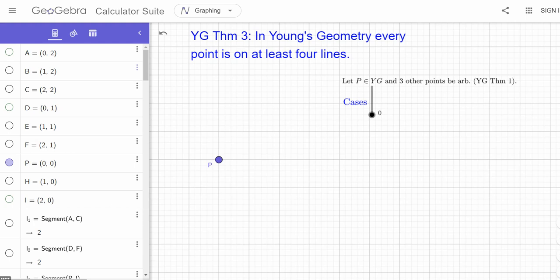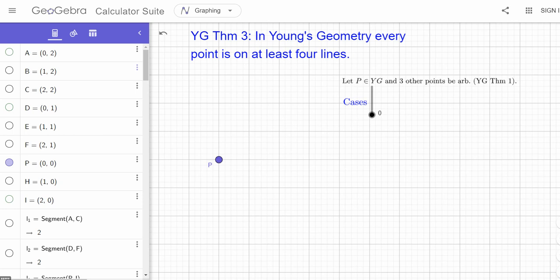We have another theorem in Young's geometry. This one says that in Young's geometry, every point is on at least 4 lines. Now, we're working our way up to prove that every point is on exactly 4 lines. The way we're going to do that is we're first going to do at least 4 lines, then we'll do at most 4 lines. And when we have that, we'll have exactly 4 lines, excuse me.